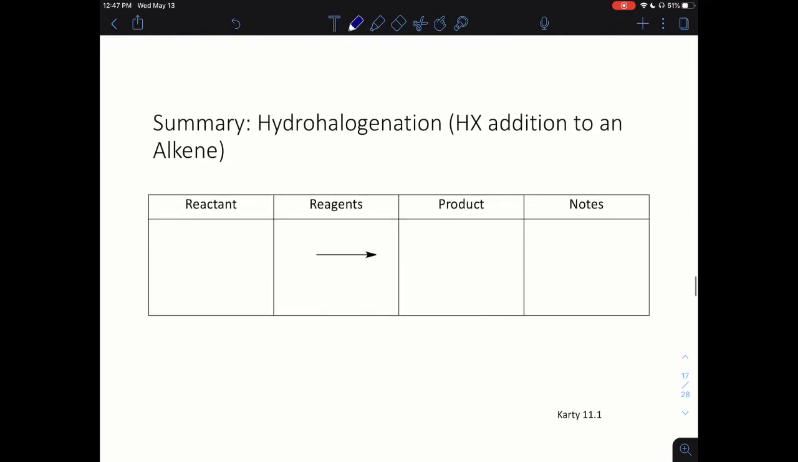On that exciting note, let's summarize hydrohalogenation, the fancy name for HX addition to an alkene. Well, the reactant is an alkene, and we did learn about regiochemistry, so let's show an asymmetric alkene. The reagents are HX, where X can be only chlorine, bromine, and iodine. The product results from addition of those two atoms, H and X, to the two carbons of the alkene.